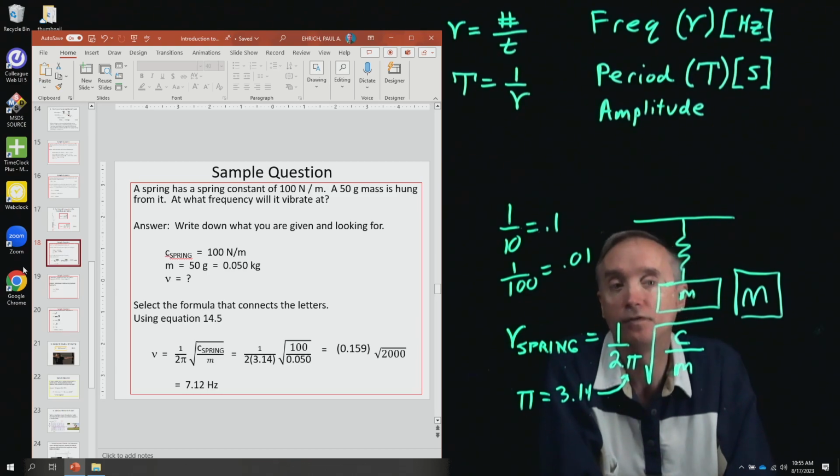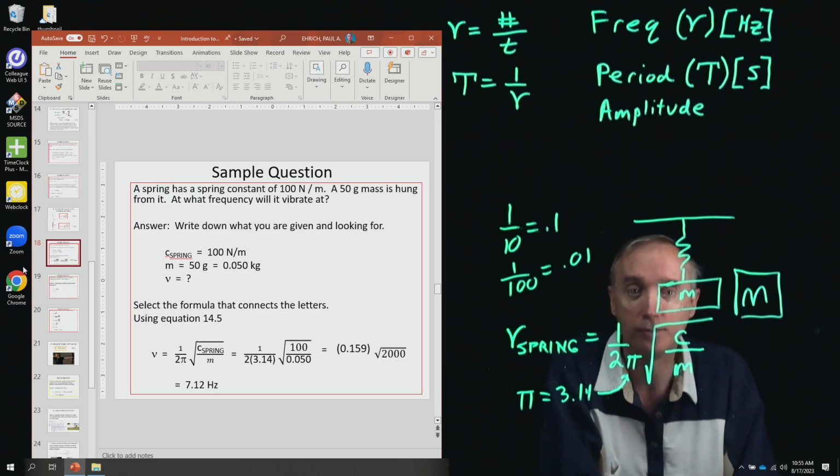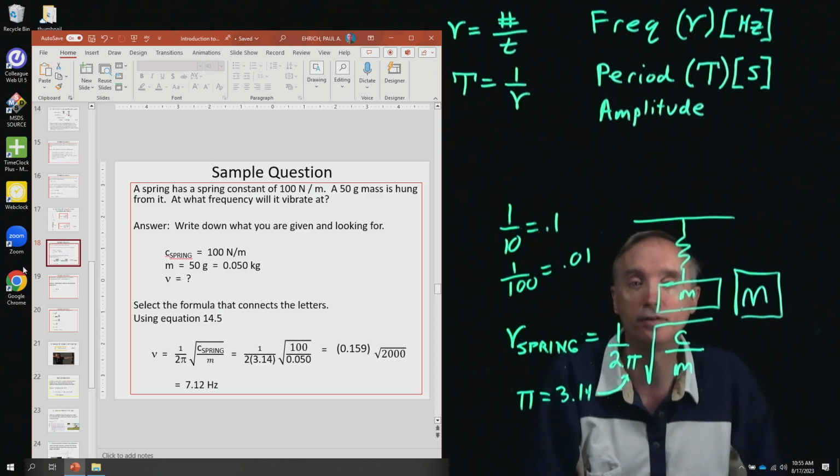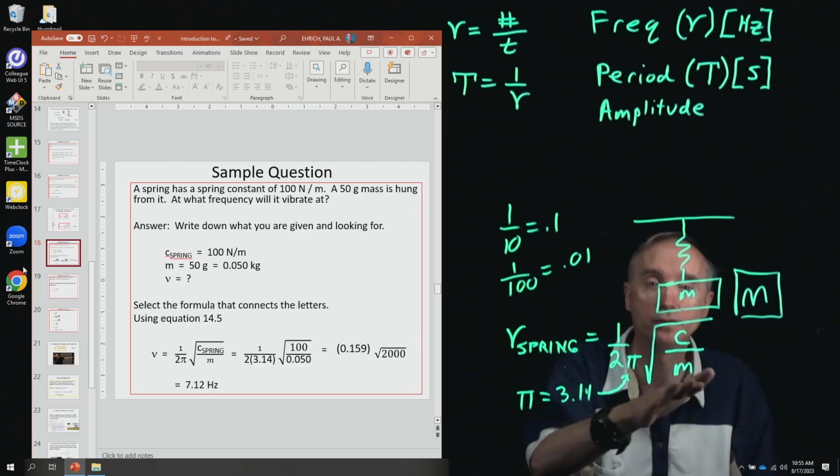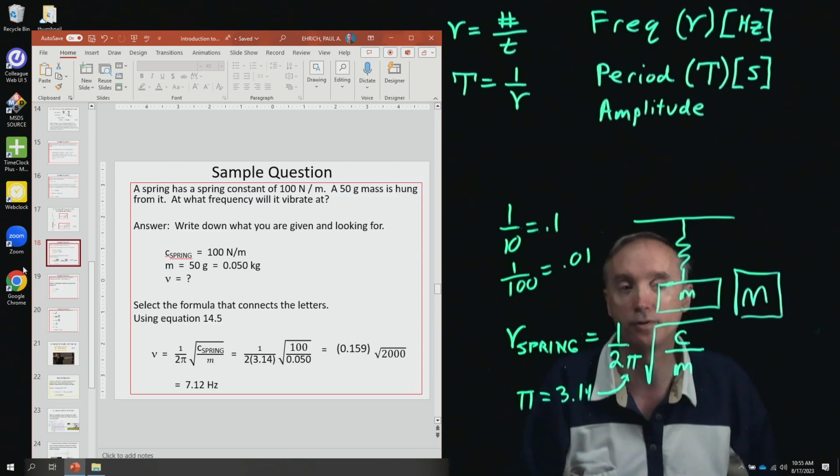The mass is 50 grams, but that's the wrong unit. It has to be official metric units. So divide by 1,000, so it's in kilograms. And then we're looking for the frequency. So the next step is to find the formula that connects the letters. So that's going to be this one here. We're going to put in our numbers.